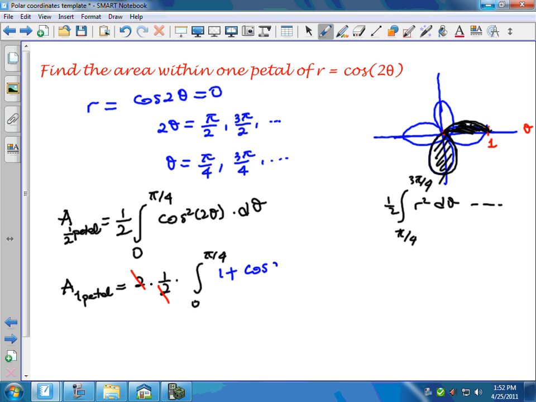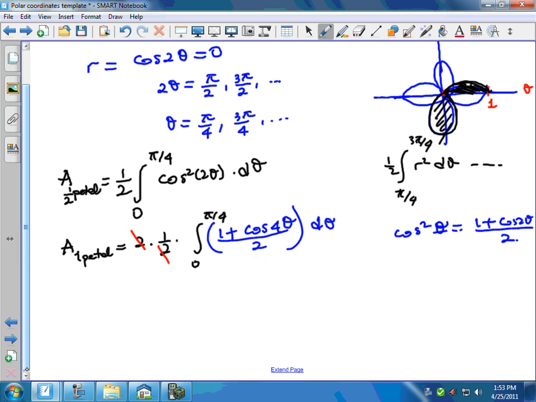One plus cosine 4 theta over 2. And how do we know that? Because again, we're reminded of the reduction formula. Cosine square is 1 plus cosine of the double angle over 2. And once again, I'm going to take out the 1/2. So then I only have to integrate 1 plus cosine of 4 theta.